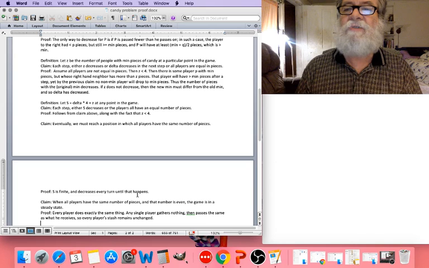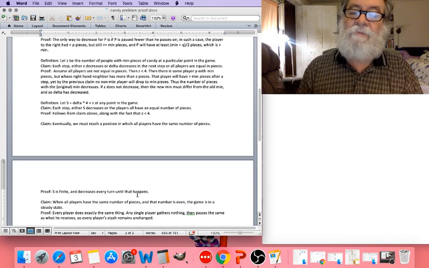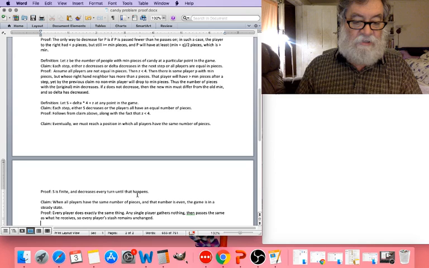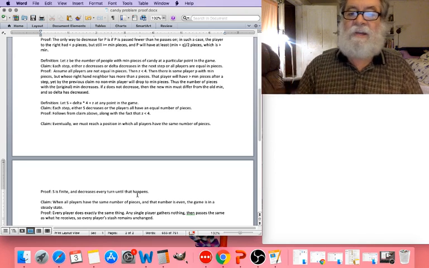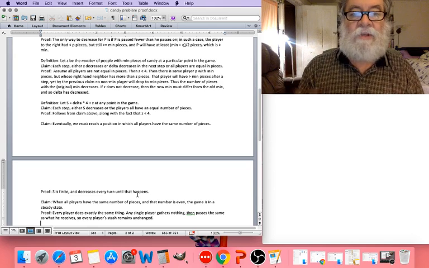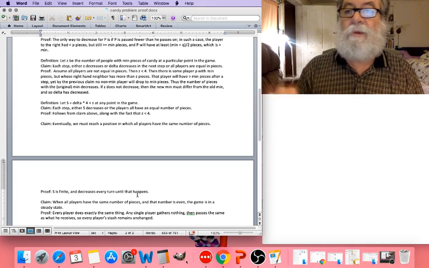I probably should be using variables that have meaning to them. But anyway, let Z be the number of people with the minimum pieces of candy at a particular point in the game. So I'm looking at the game at some place. We have 20, 10, 8, and 8. Then there's 2 people with a minimum, so Z is 2.